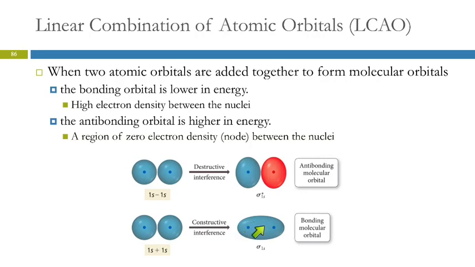This reduces the energy of the molecule because it has a high electron density between the nuclei. That's going to bring those nuclei together. It's going to promote bonding. This anti-bonding orbital has a node between the two nuclei. There's a place between the two nuclei where the electrons are not present. That does not facilitate bonding. In fact, that is against bonding, so that's the anti-bonding.